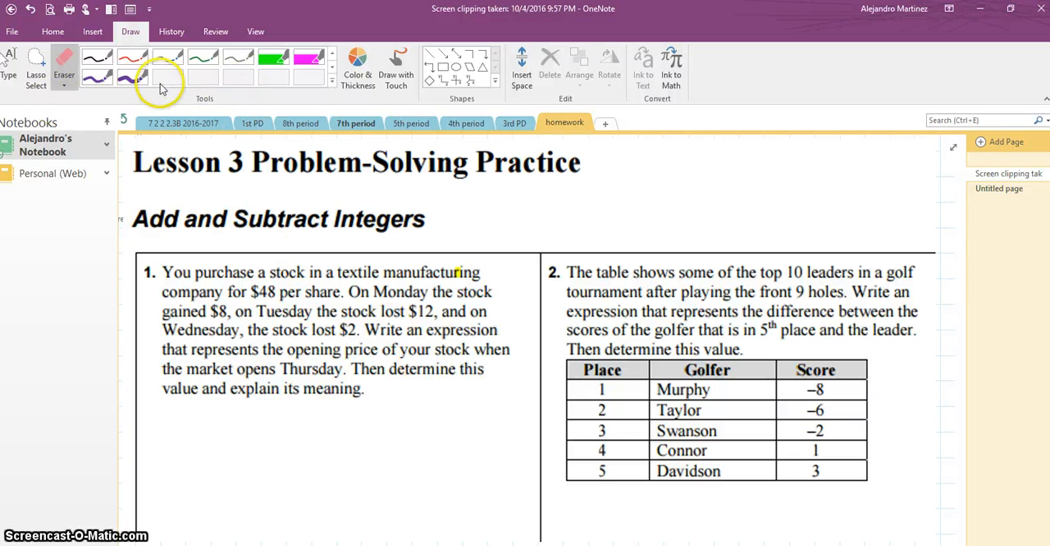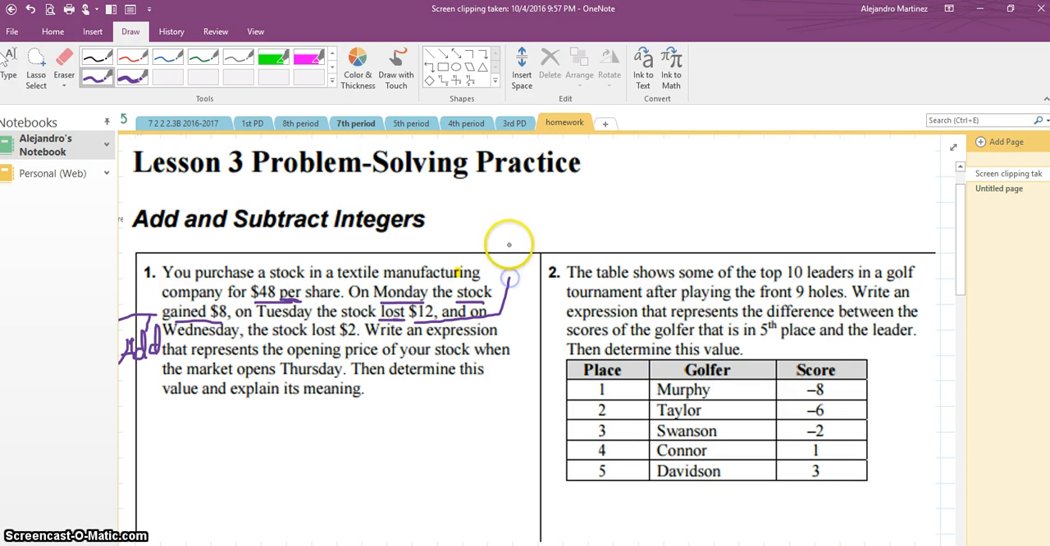I'm going to help you out with some of these problems. Okay, so be ready. You purchase a stock in a textile manufacturing company for $30 per share. Another word, per. Monday, the stock gained $8. Gain is addition. So here, remember, gain means add. Okay. On Tuesday, the stock lost.